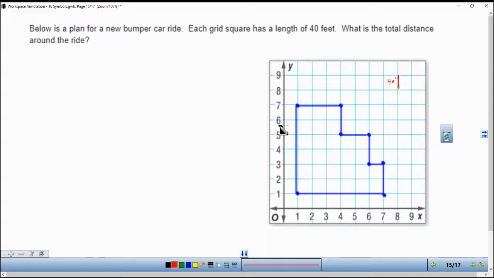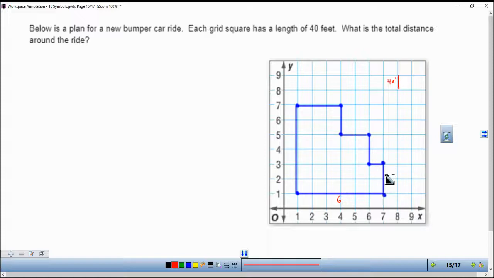So what we can do is determine how many side lengths this figure is made out of, and then multiply it by 40. So what I'm going to do is label the length of each side, and then we'll add up those numbers. Okay, so this first side down here, 1, 2, 3, 4, 5, 6. This has 6 side lengths.